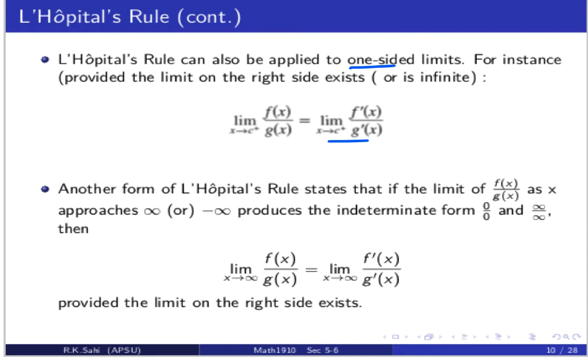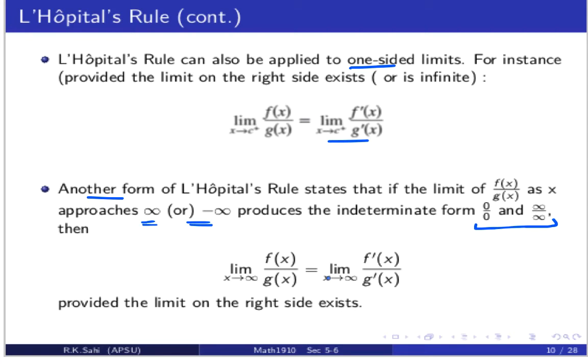Now, another form of L'Hopital's rule states that if the limit of f over g as x approaches infinity or minus infinity also produces the form 0 over 0 or infinity over infinity, then the limit of f over g as x approaches infinity is the same as the limit as x approaches infinity of f prime over g prime. So notice that f over g should have either of these two indeterminate forms, and we can apply L'Hopital's rule provided the limit on the right exists. So this is our theory.